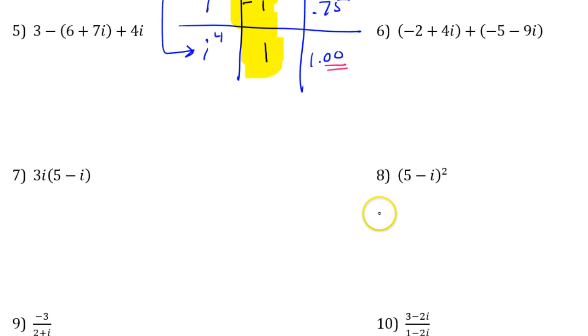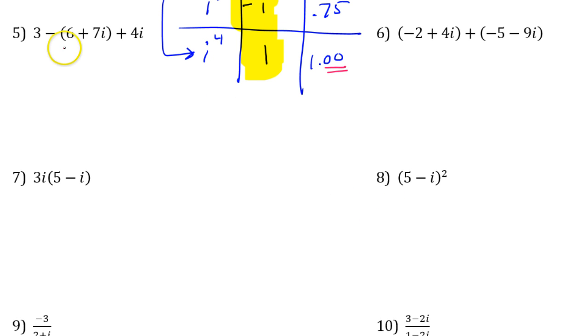Okay, let's move on to 5 and 6. Now, when you have a negative sign in front of parentheses, you need to treat that like a -1 and do the distributive property. Do not distribute the 3, only the negative sign. So -1 times 6, that's -6. -1 times 7, that's -7i. Then I'm just going to bring down the 3 and the plus 4i. I just brought those down.